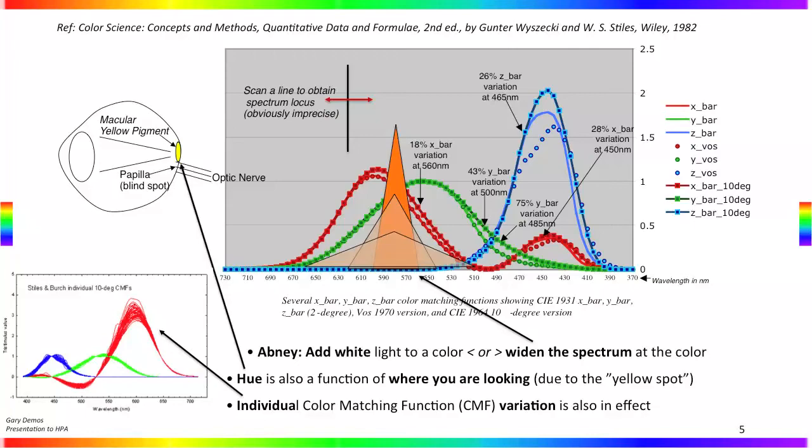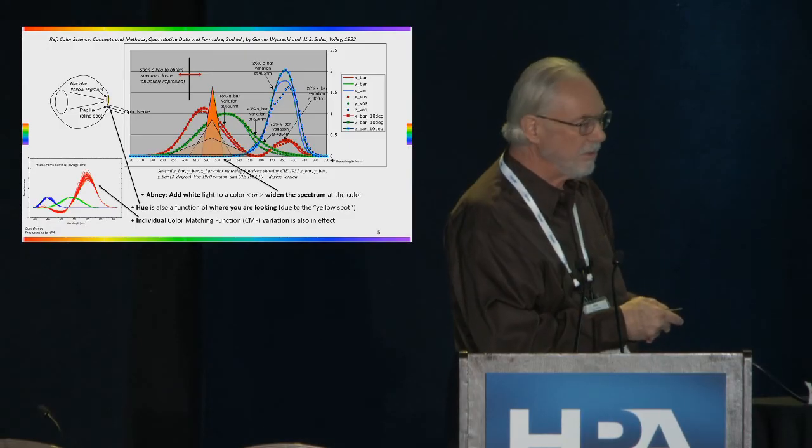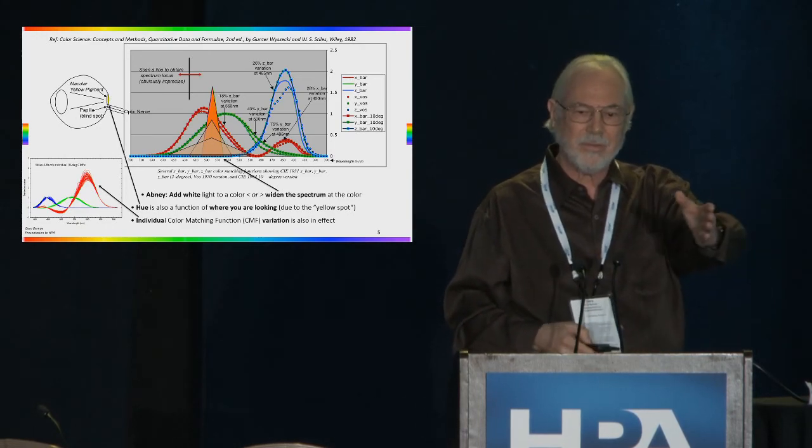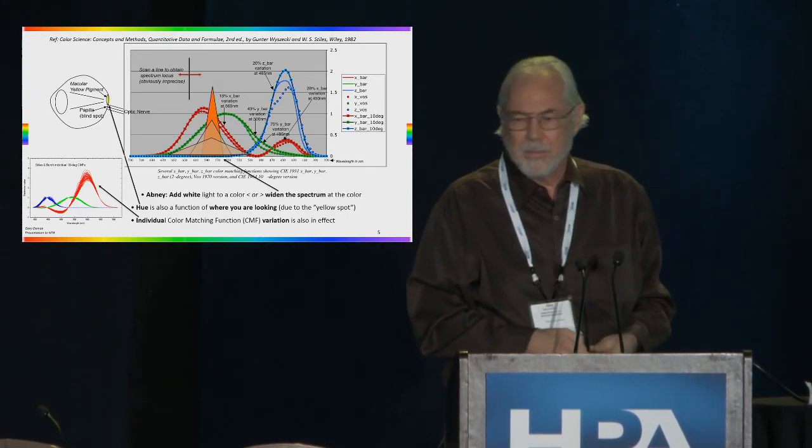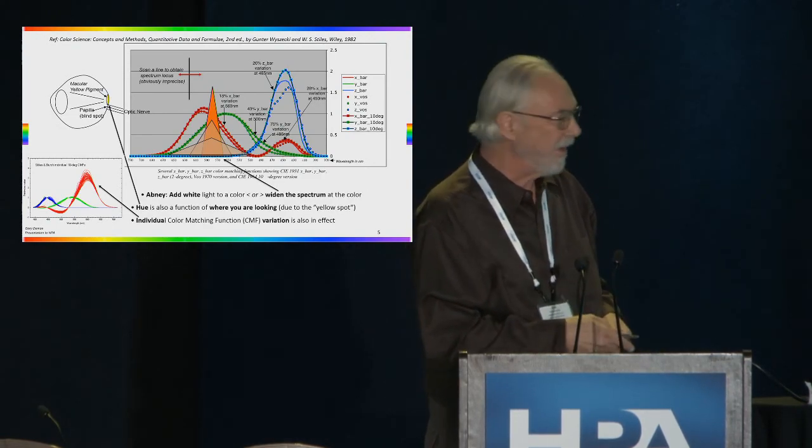Now, the eyeball at the back of it has a yellow spot, and that's called the macula lutea, or the yellow spot, which means that things that fall outside of it will be perceived as more blue. If you're looking at something that's magenta, and it's in your center of view, and then you look off to the side a little bit or above, you'll see it gets more blue. You can actually see this with your own eyes. So hue is also a function of where you are looking. You will change the color of things by looking at them. And that is definitely an appearance effect.